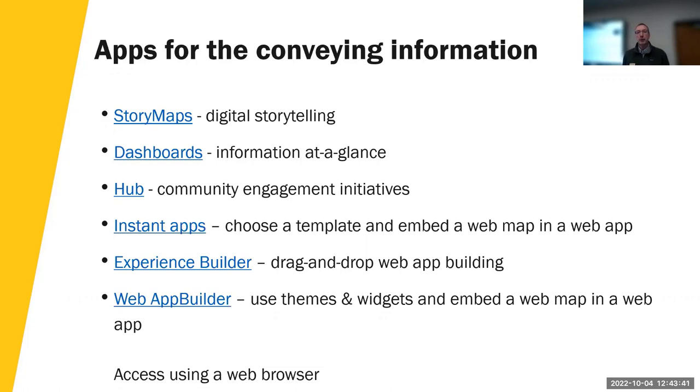ArcGIS Hub can be helpful if you're doing a community engagement initiative. Then there are Instant Apps, where you can just choose templates, no programming required. You make a map, wrap it in a little application, put a title on it, and put some context around what's happening in the map. Another one called Experience Builder is similar to that, and Web AppBuilder is also out there. So you have the ability to create little applications that contain a web map and information to convey to the public, or to others within a class or on a research project. These are all out there and ready for use.